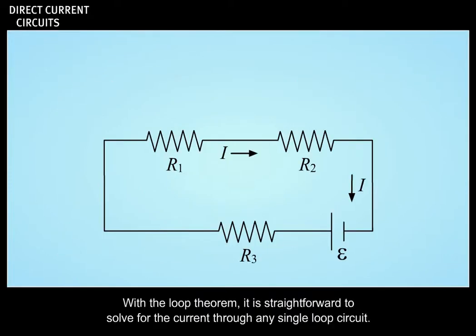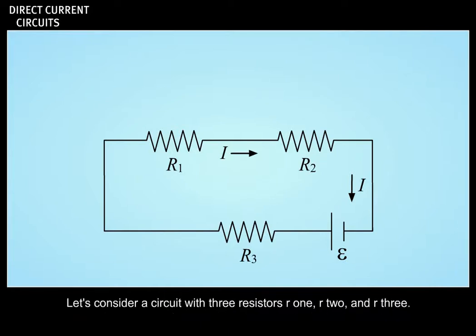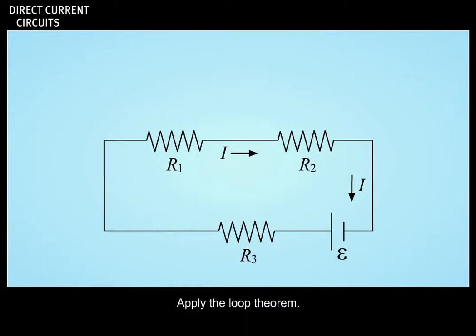With the loop theorem, it is straightforward to solve for the current through any single loop circuit. Let's consider a circuit with 3 resistors R1, R2, and R3. Let's ignore the internal resistance this time. Apply the loop theorem. We will begin at point A. Proceed in the direction of the current flow.